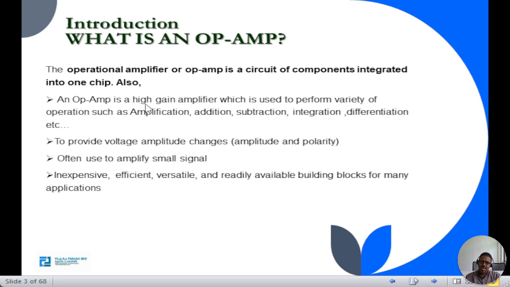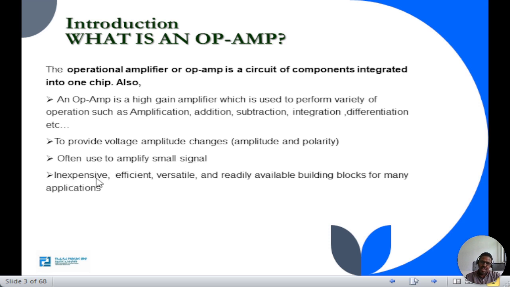So an op-amp is a high gain amplifier which is used to perform a variety of operations such as amplification, addition, subtraction, integration, differentiation, etc. So an op-amp is used for addition purpose, for subtraction purpose, these are the applications of op-amp. And also to provide voltage amplitude change, value change. So amplify the value, and also change of polarity. That means in phase or out of phase. Often used to amplify small signals.